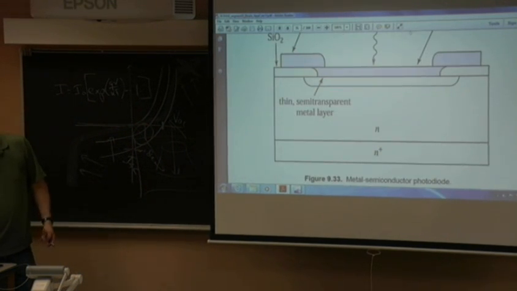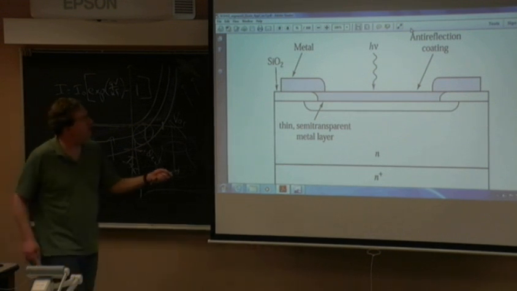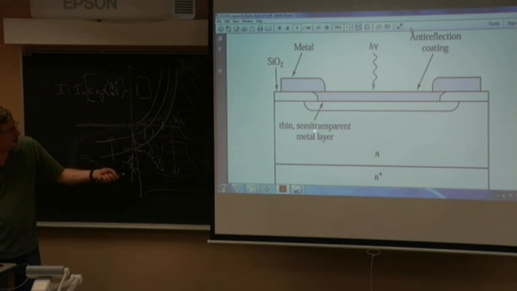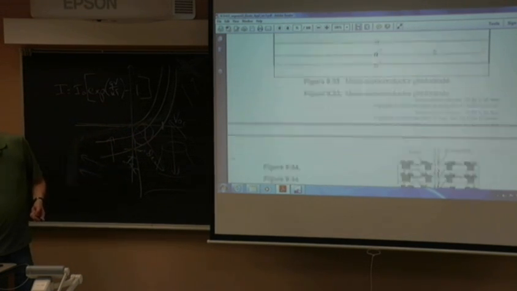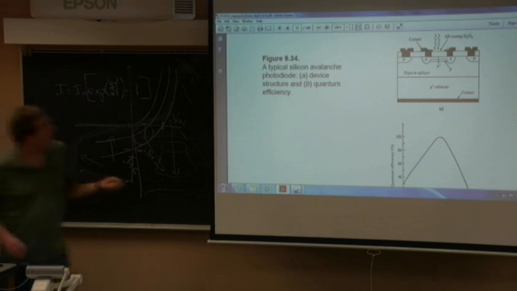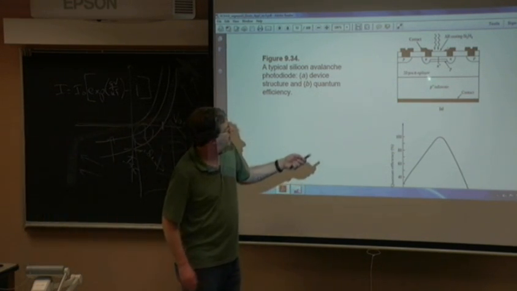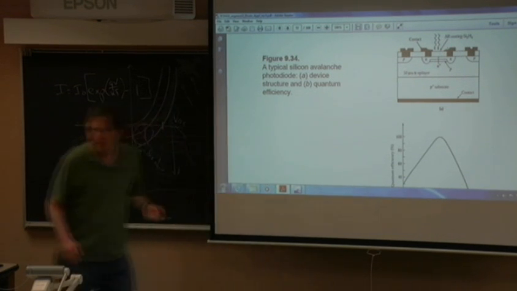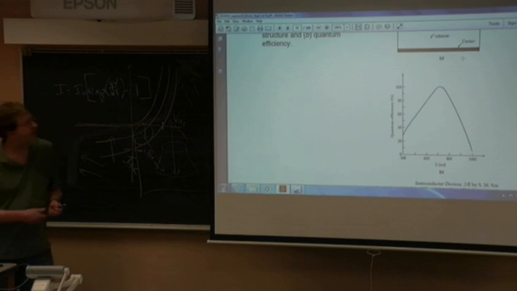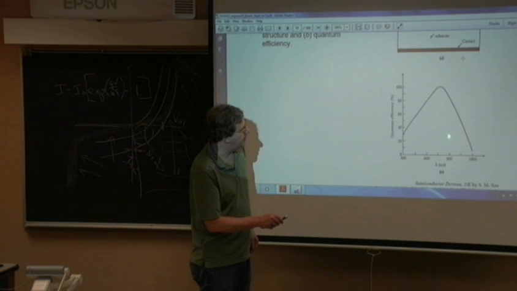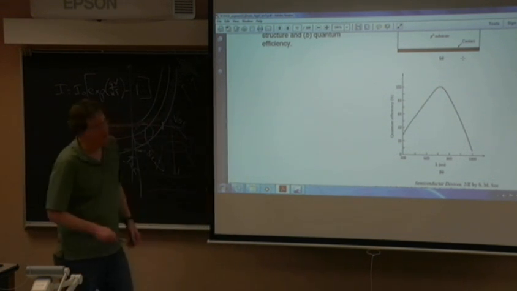Okay, so here's a metal semiconductor diode. If I want to make a fast photodetector, I can sometimes use a Schottky diode. Here, this is a semi-transparent metal layer. And so here's a typical silicon avalanche photodiode. What it looks like: P substrate, these epi layers and the anti-reflection coating on the surface. And this is what the absorption looks like. It's a function of wavelength. It has quantum efficiency. It peaks as they get to a certain energy, and then it starts to fall off.